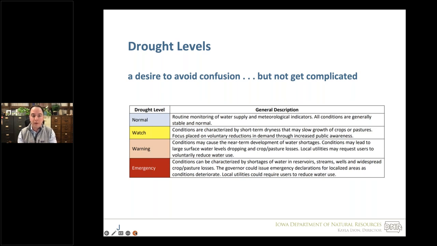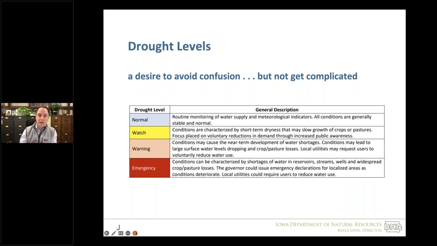So on our normal level, it's routine monitoring of water supply and our meteorological indicators: precipitation deficits, standardized precipitation index, stream flows, soil moisture. When we see this normal category, all conditions are generally stable, so not trending either way and near normal. Then we get into the watch category.